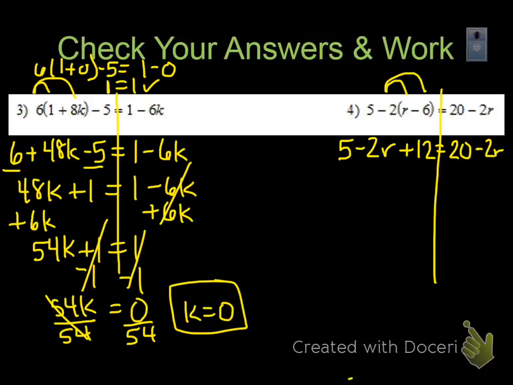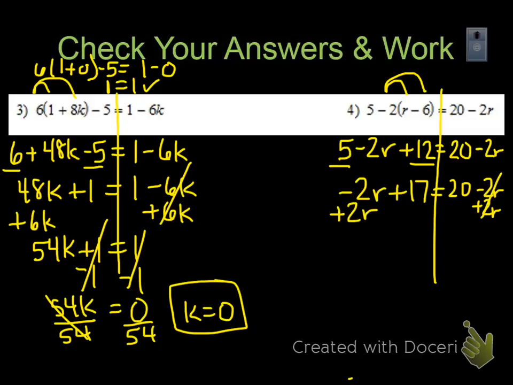All right, let's see if we can combine anything. If I take a look here, I have 5 and 12. I can combine that to make 17. So I now have negative 2r plus 17 equal to 20 minus 2r. Now that there's no other like terms, I'm going to move my variable from the right-hand side to the left-hand side. So I'm going to add 2r to cancel that out, and I'm going to add 2r on the left-hand side. That also cancels out. Negative 2 plus 2 is 0, so that's gone.